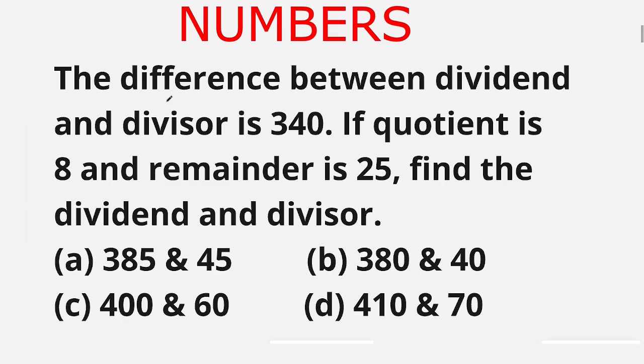Our question is, the difference between dividend and divisor is 340. If quotient is 8 and remainder is 25, find the dividend and divisor. The given options are option A 385 and 45, option B 380 and 40, option C 460 and 60, option D 410 and 70.